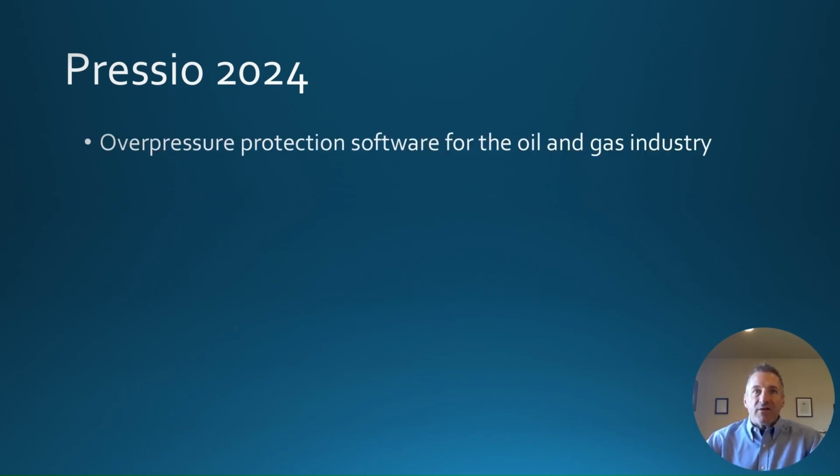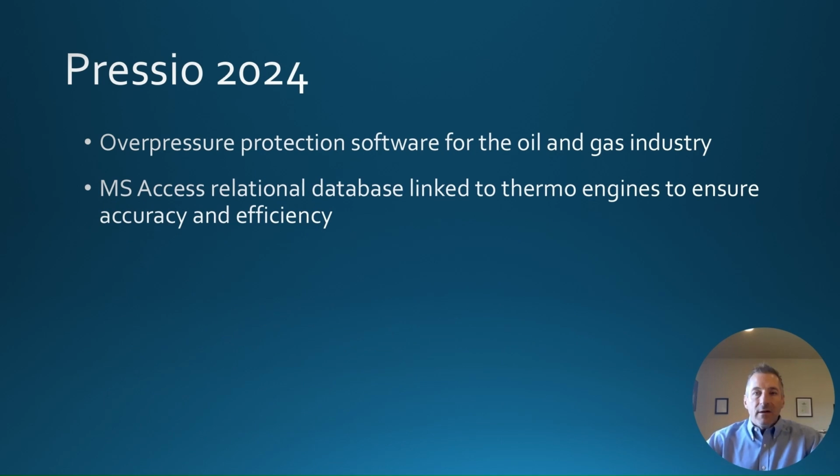Pressio is overpressure protection software for the oil and gas industry that has primarily been used in the upstream and midstream space. It's an MS Access relational database system that is linked to thermodynamic engines to ensure accuracy and efficiency. The typical approach used by most engineering companies is to go to the process simulator, simulate whatever you need to get your fluid properties, and then take the values and input them into an Excel spreadsheet that's been passed around from company to company, perform the calculations, and do it that way.